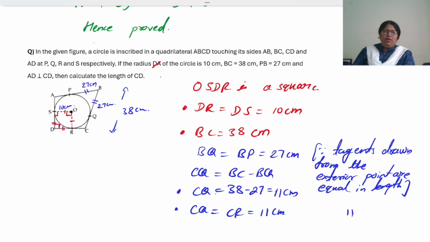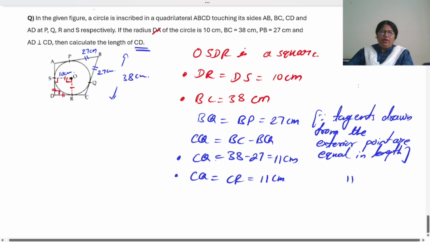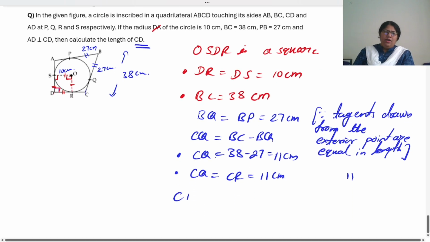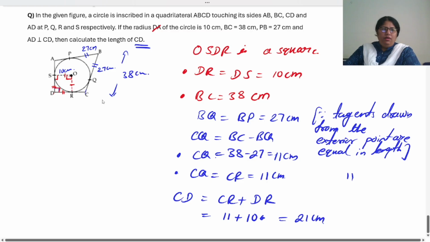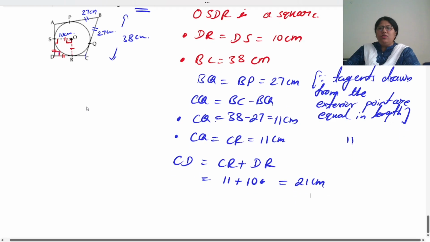Now we need to calculate here the length of CD. How can you calculate the length of CD here? CD is going to be CR plus DR. Now you know that CR is 11 and DR is already known, which is 10 centimeter. So altogether it is going to be 21 centimeter. So in this way, this theorem is used to solve these kinds of questions which are based on perpendicular.